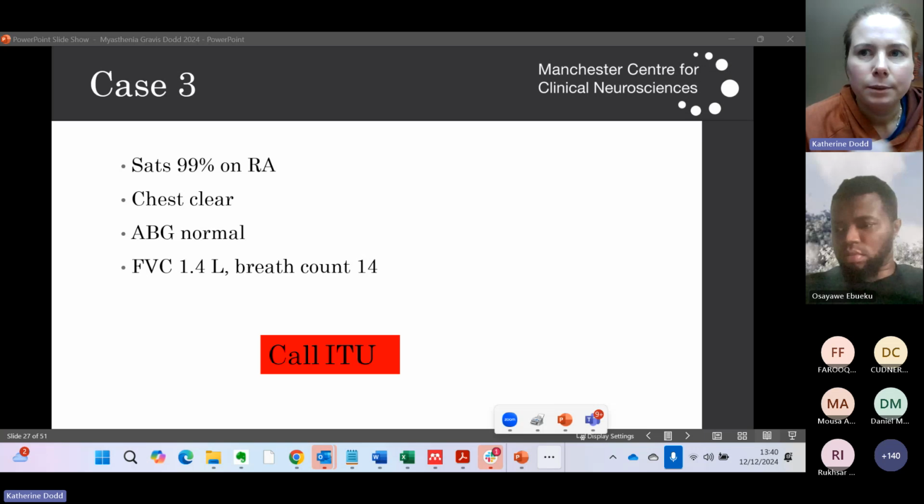I think it's keeping an eye on those sort of things. Ideally the FVC, if not the breath count. Can they manage their respiratory secretions? Are they just looking tired and they are going to fatigue? They're going to get worse the more they do, and that's perhaps when you might call. Does that make sense? Yeah, that makes sense. Thank you.